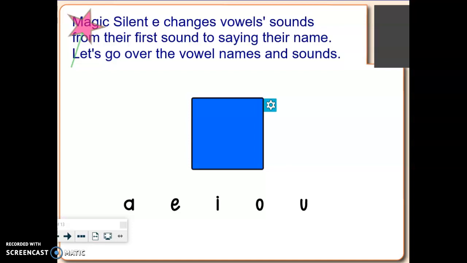Hello, today we're going to talk about something called the magic silent E. You may have seen that before. We're going to talk about how it changes words and the sounds that different letters make. Before we do that, let's go over our vowel sounds and names.